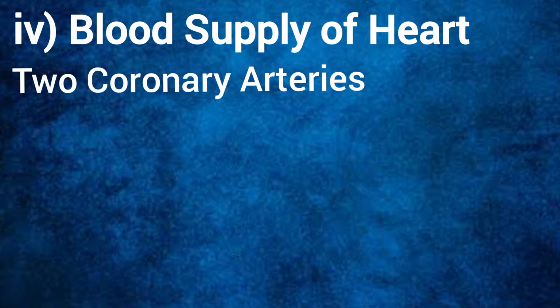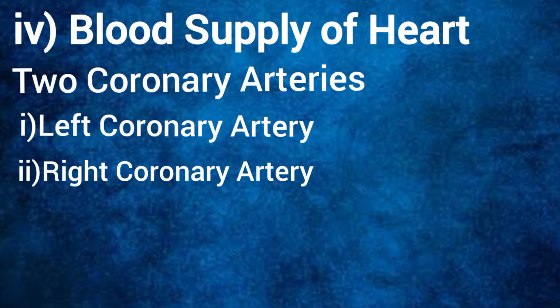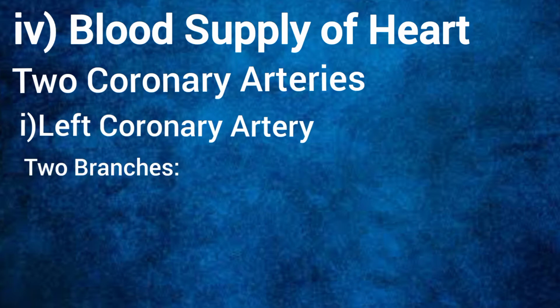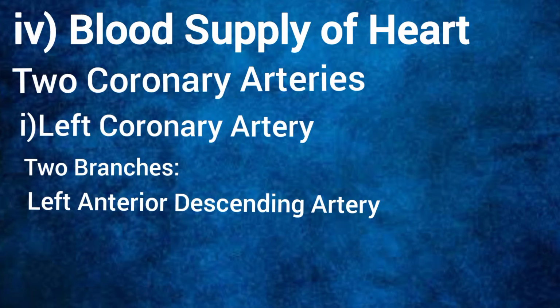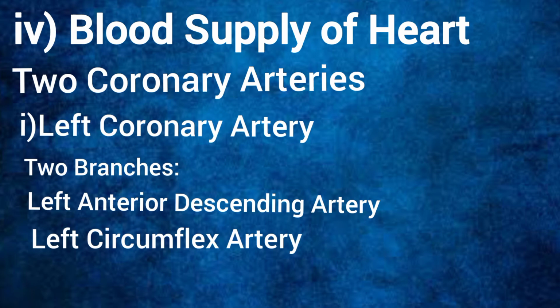Blood supply of the heart is by two coronary arteries that rise from the aorta, left coronary artery and the right coronary artery. Left coronary artery has two branches, left anterior descending artery and left circumflex artery.